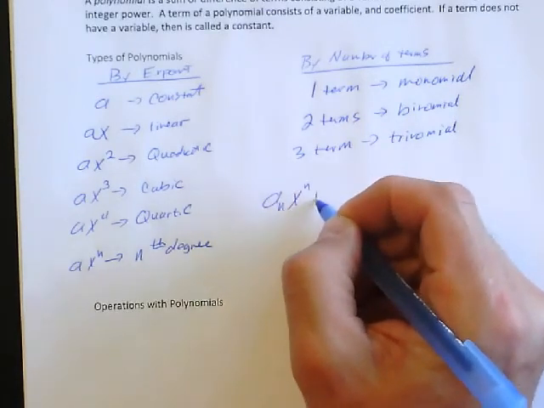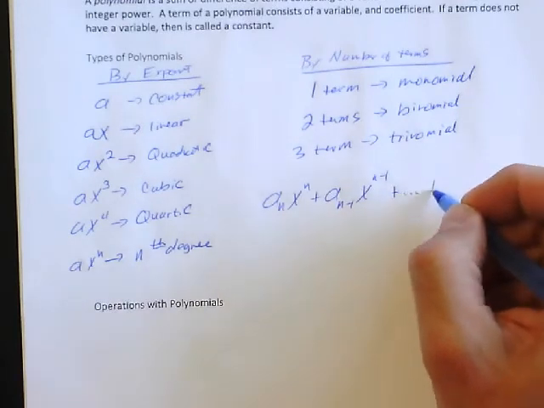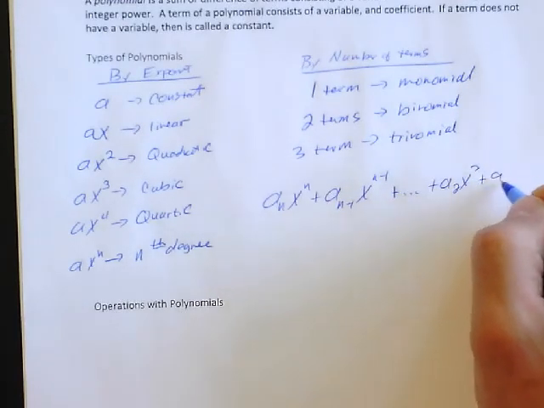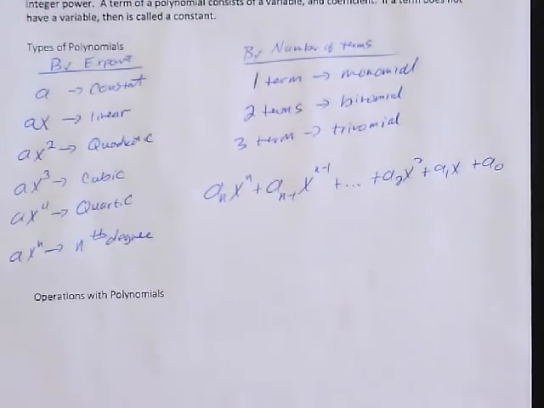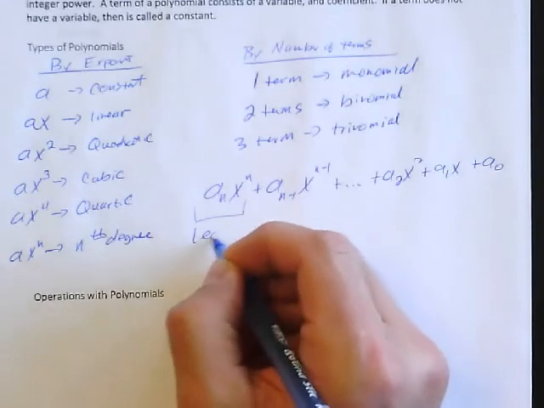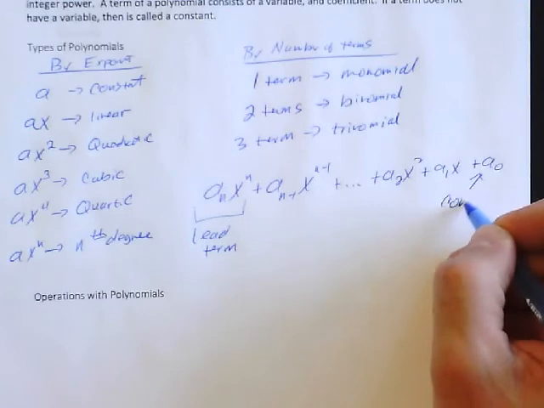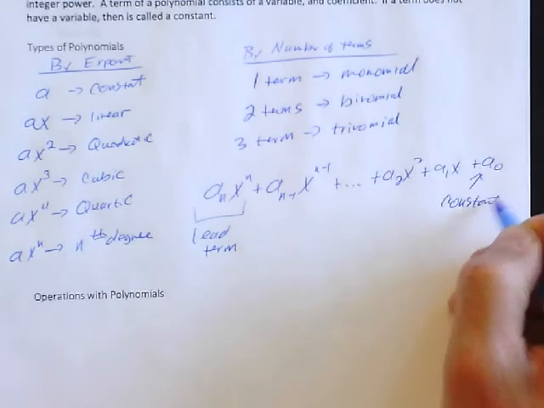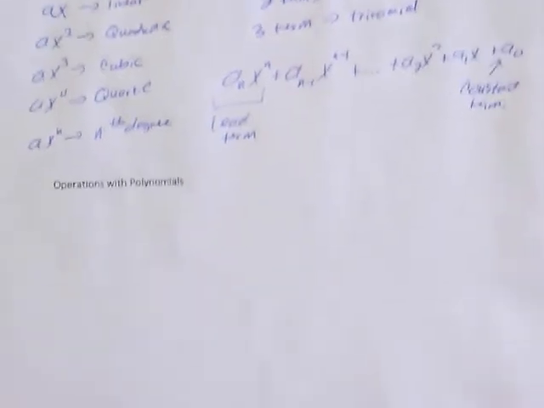descending degree. So it would be a sub n x to the n plus a sub n minus 1 x to the n minus 1 plus blah blah blah plus a sub 2 x squared plus a sub 1 x plus a sub 0. Move that over a little bit. So this here would be our lead term. And then as we go down to the end, this would be a constant term. So that's how we classify our types of polynomials.